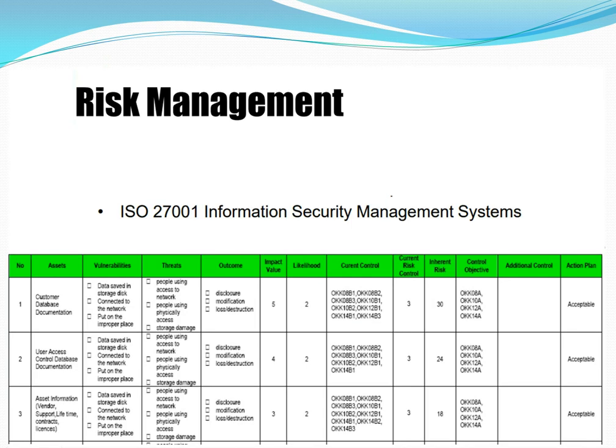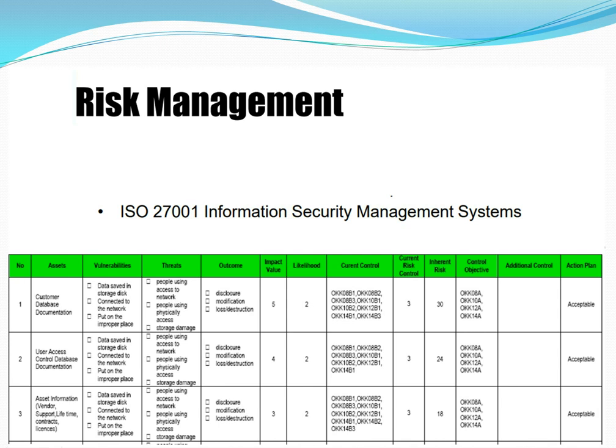While we talk about value, we also talk about risk management, acceptable levels of risks. Like the assets, you have customer database and documentation. They have a lot of vulnerabilities and threats. Then when it crystallizes, what is the outcome? What is the value of the impact on the organization? What's the likelihood that it will happen? And what are the expected controls that should be put in place?